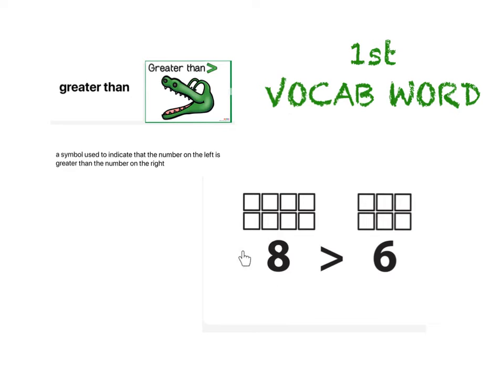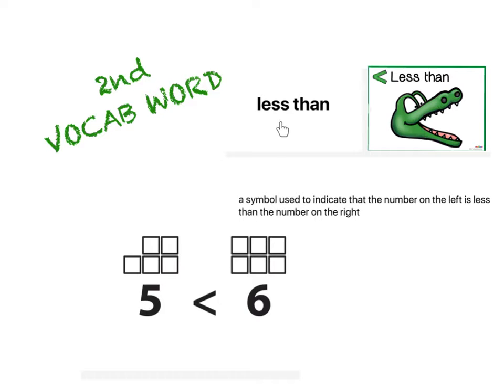If we look at our example here, we have 8 on the left-hand side. 1, 2, 3, 4, 5, 6, 7, 8. And we have 6 on the right-hand side. 1, 2, 3, 4, 5, 6. When looking at our symbol in the shape of an alligator head, we see that the alligator would be eating the bigger number.